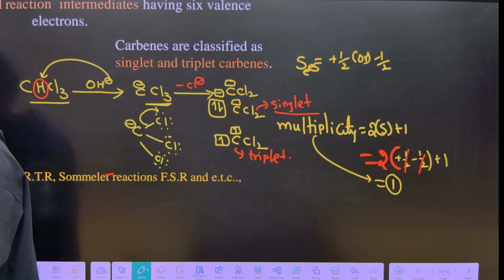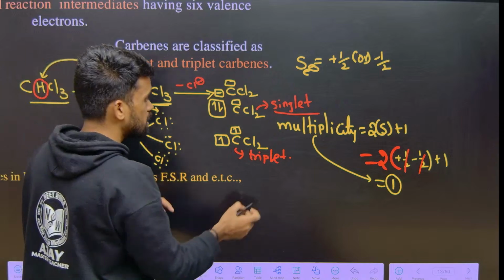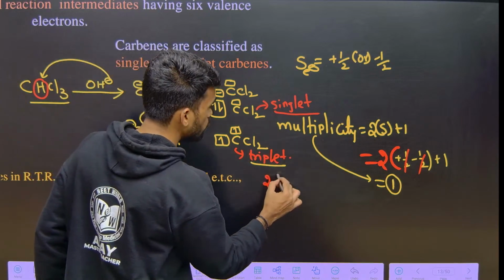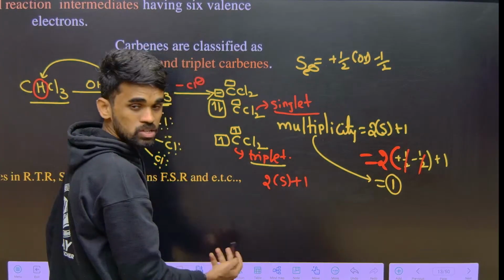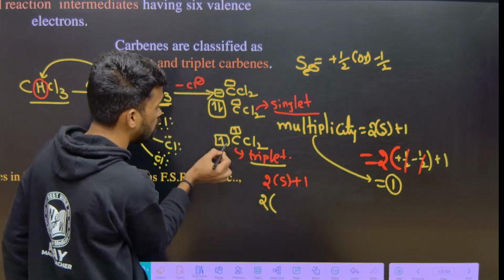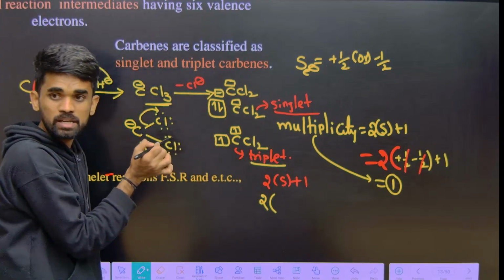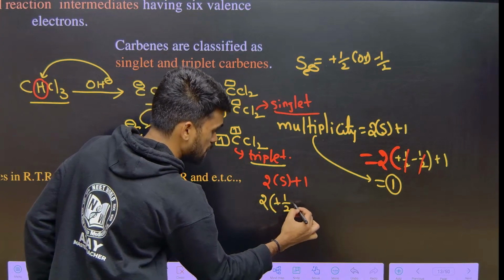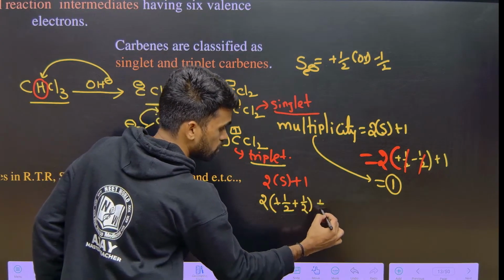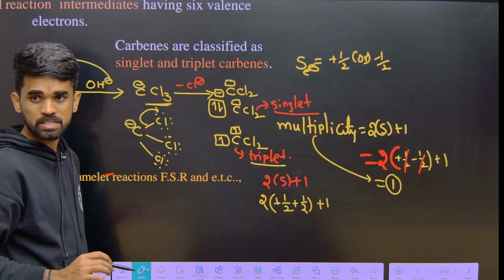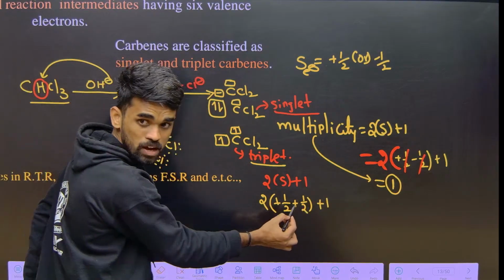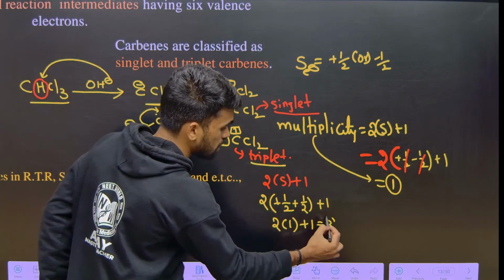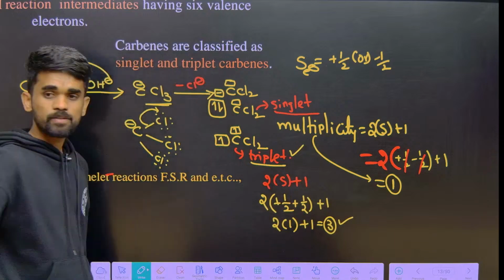So the other one is triplet; singlet is over. When I say triplet, I have 2s plus 1. What is the spin here? Both of them have the same spin in different orbitals. So you take both as either plus half or minus half. Let us say I am taking plus half. Both have the same spin, so plus half plus half is 1. So 2 into 1 plus 1 is 3. And 3 means you call it triplet.